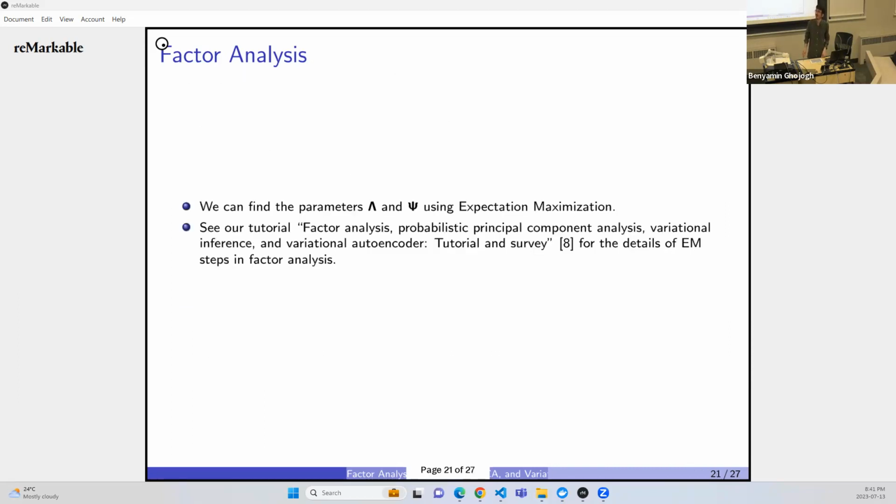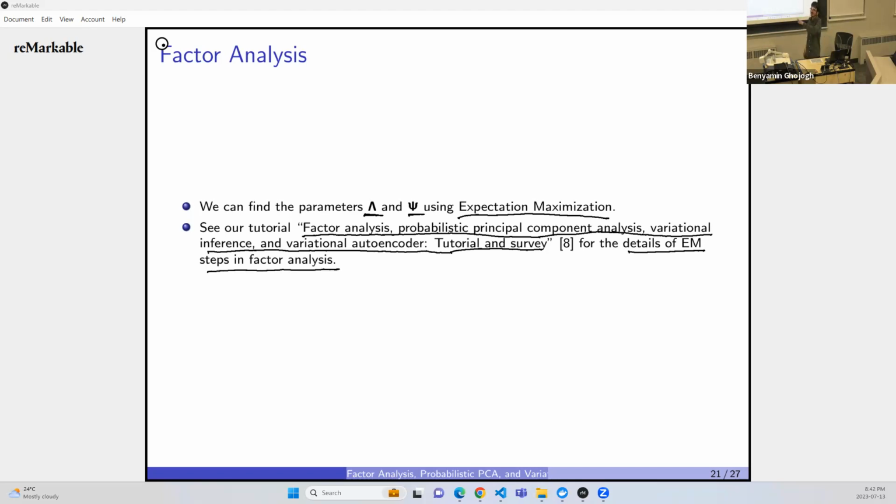Now, guys, we found the formulation of factor analysis. Now let's do the optimization to find the parameters. We can find the parameters lambda and psi using expectation maximization, using the variational inference that we talked about, right? See our tutorial, factor analysis, probabilistic principal component analysis, variational inference, and variational autoencoder tutorial and survey, for the details of EM steps in factor analysis.